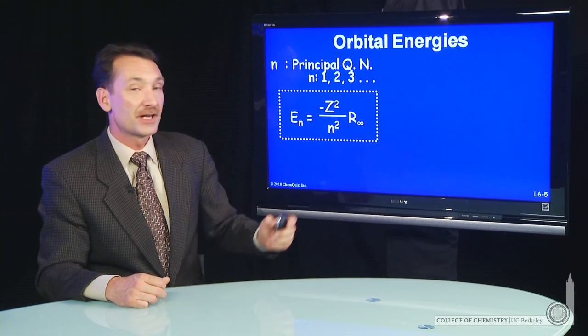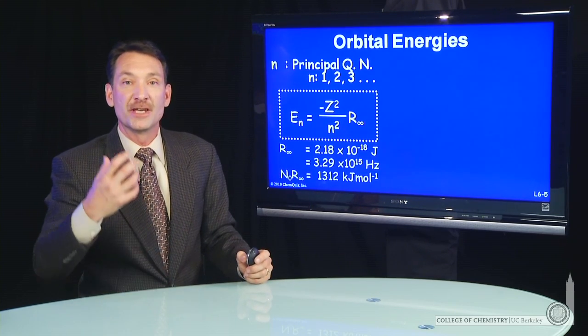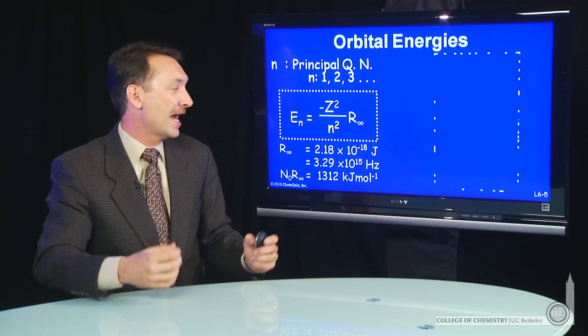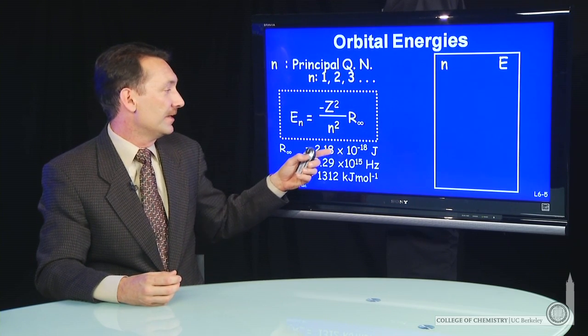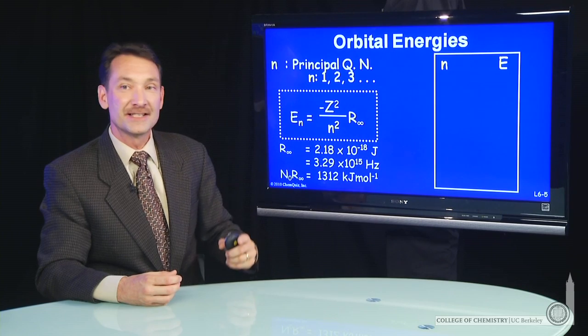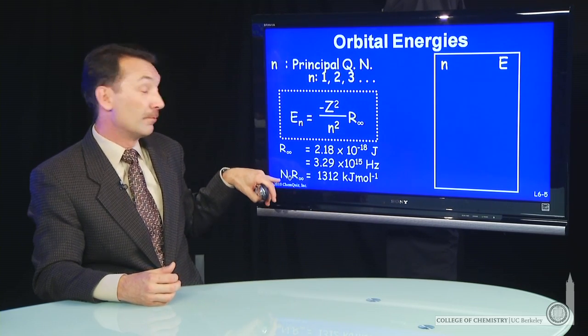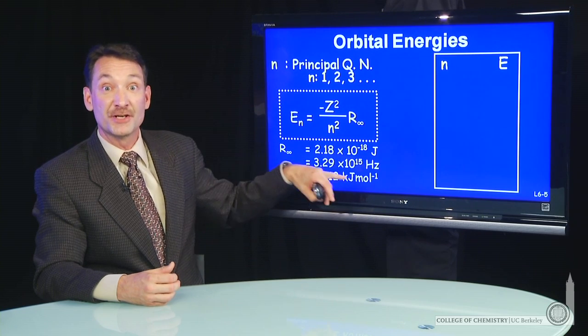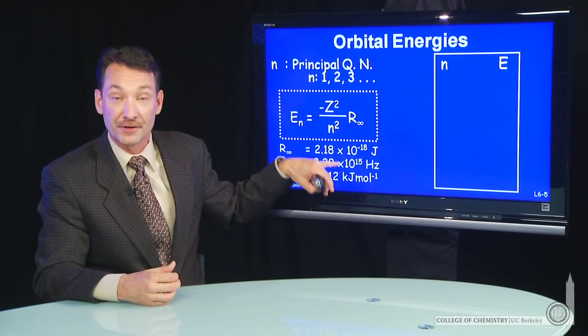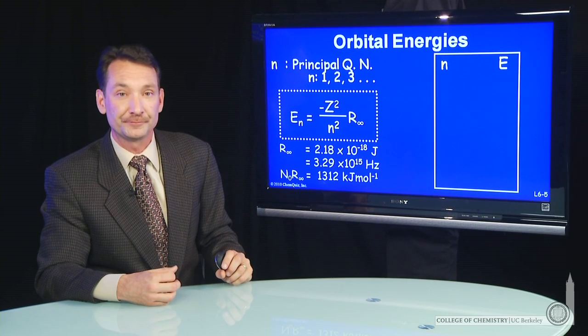This is Rydberg's constant. It has a value that we can calculate and a value that we tabulate. That value is 2.18 times 10 to the minus 18th joules. You could also express it in terms of hertz, or multiply by Avogadro's number and express it in terms of a mole of hydrogen atoms rather than just a single hydrogen atom.